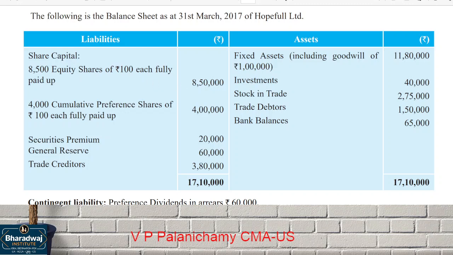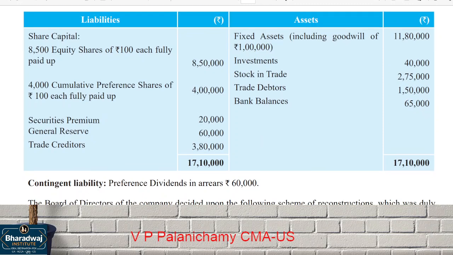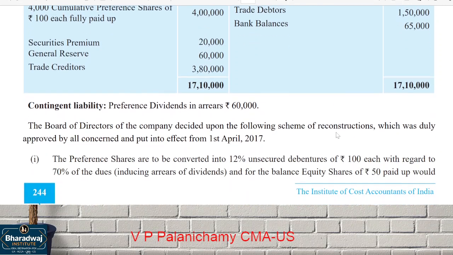Equity share capital 8,50,000. Preference shares 4 lakhs. We have got securities premium and general reserve, trade creditors. Fixed assets include a goodwill of 1 lakh. Investments 40,000 is given to us. Stock in trade 2,75,000 is given. Debtors and bank balances are given.